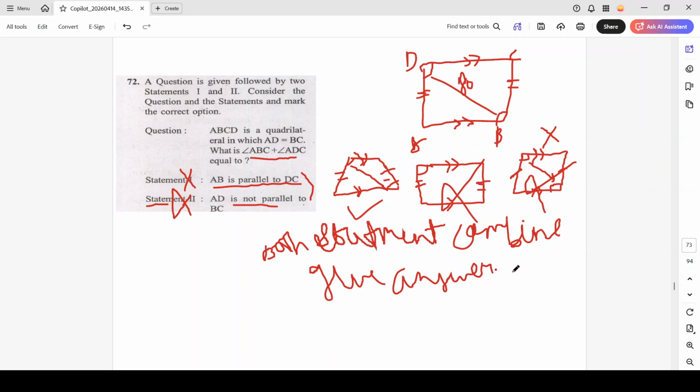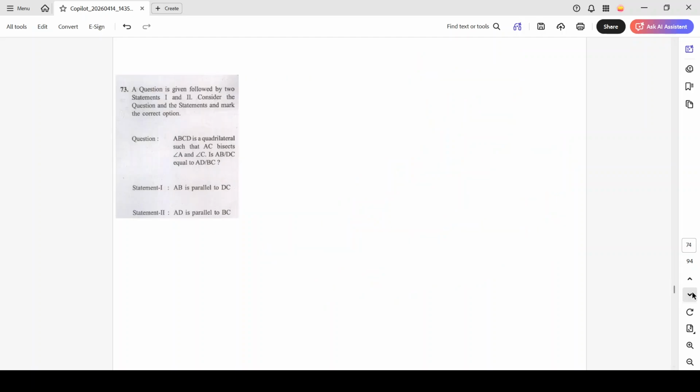Now moving on to the next question, question number 73. What is the question saying? A question is given followed by two statements 1 and 2. Consider the question and statements and mark the correct option. ABCD is a quadrilateral such that AC bisects angle A and C. AC bisects angle A and C. Okay. This is A, B, C, D.